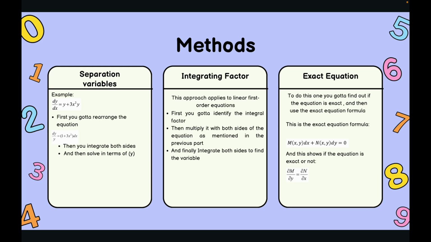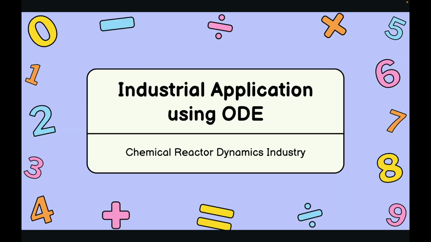First you identify the integrating factor, like f(x), then multiply it with both sides of the equation as mentioned in the previous part, and finally integrate both sides to find the variable. Exact equation: to do this one you find out if the equation is exact and then use the exact equation formula. So first you put the equation all on the left side, equate it to 0, and then differentiate M and N in terms of dx and dy, and then if they are equal to each other, it's exact.